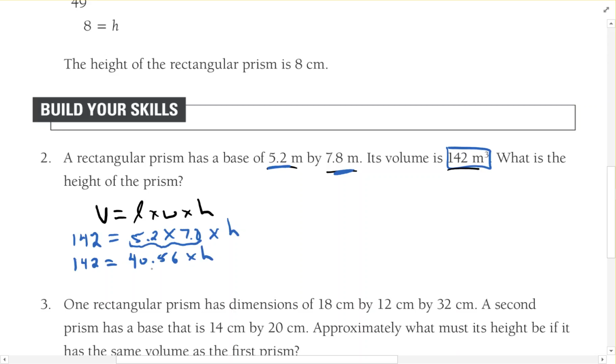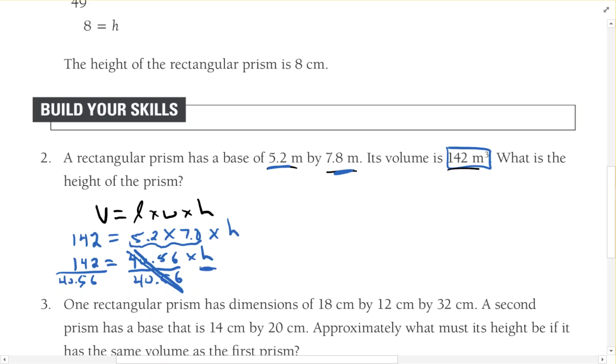So right now this 40.56 is kind of in the way. So what I'm going to do is, you always do the opposite of what's being done. So right now I'm multiplying 40.56, so I'm going to divide 40.56. But whatever you do to one side, you do to the other. So we're going to divide both sides by 40.56. And the reason why we did that is because now if I have 40.56 on this side and on this side, I can cancel those. They cancel. And I'm just left with h on this side of the equation.